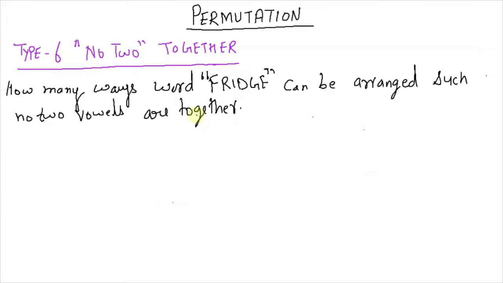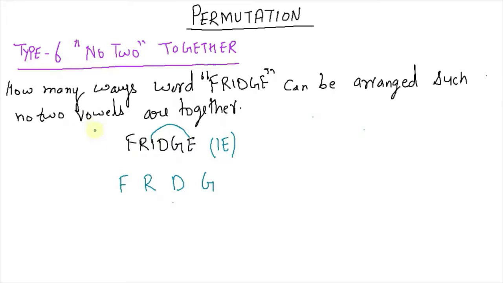So the last type here is no two together, and the question is how many ways the word fridge can be arranged such that no two vowels are together. The word we have is fridge. First of all, let's write the vowels separately, and the vowels are I and E. Write them separately. Then write the remaining letters, that is F, R, D, G.